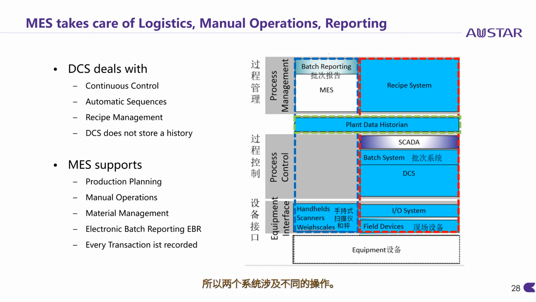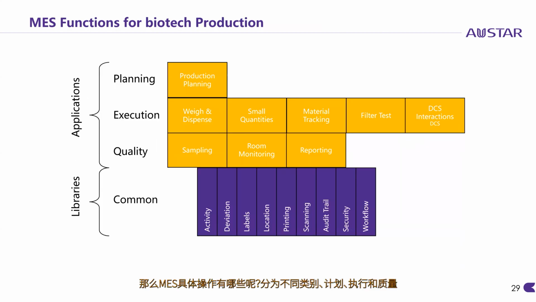Now, what are the operations that MES specifically supports? They fall into a number of categories like planning, execution, and quality. Execution would be weigh and dispense. This is taking bulk material from the warehouse and dividing it into small portions that can be applied to the process. Then we have small quantities management, material tracking.